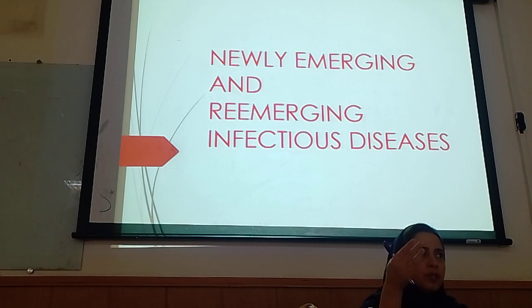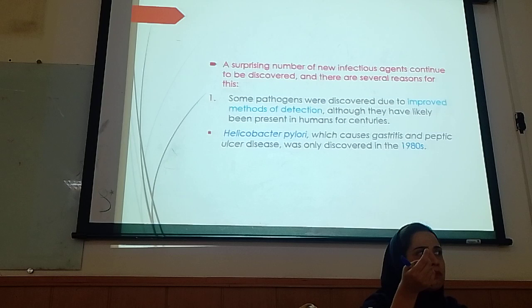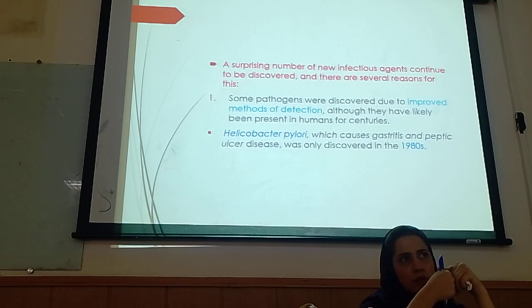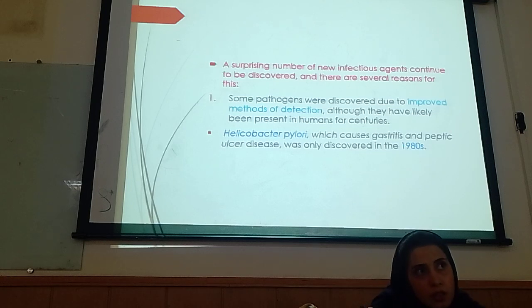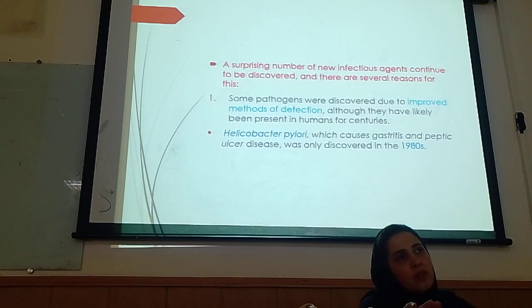So we have some newly emerging and re-emerging infectious diseases. Why do we have newly emerging infectious diseases? Because of the suitable environment for the agent. Yes, a change in the environment. Because I say newly emerging. The environment has been changed, and that's why this kind of infectious agent is common now, for example.